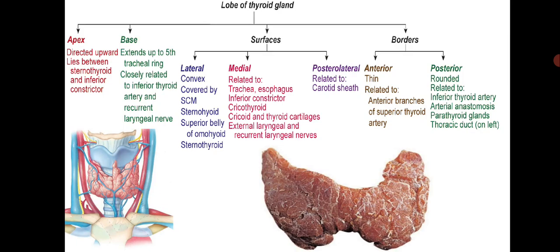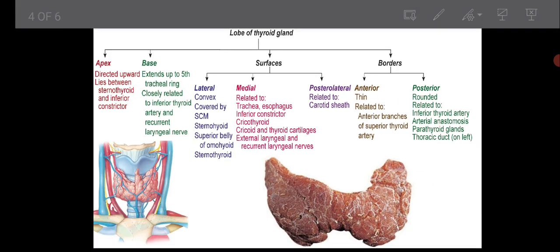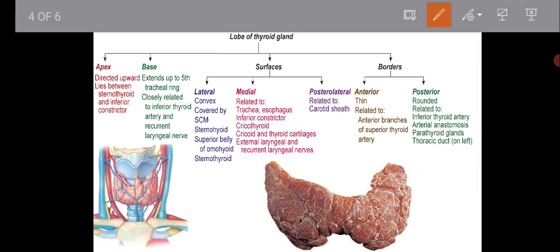So this is the description of the thyroid gland: each lobe has an apex, a base, three surfaces, and two borders. The apex is directed upwards. Here this is the conical shaped apex, and it is directed upwards. It lies between the sternothyroid and inferior constrictor muscles.